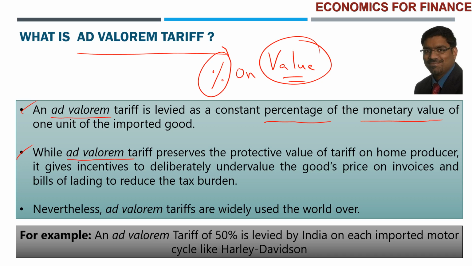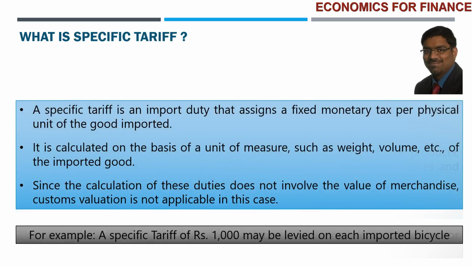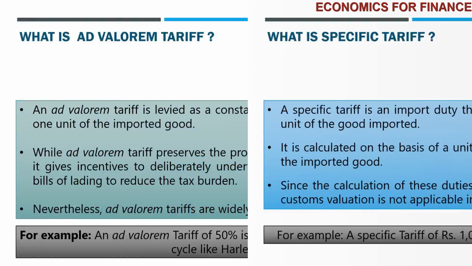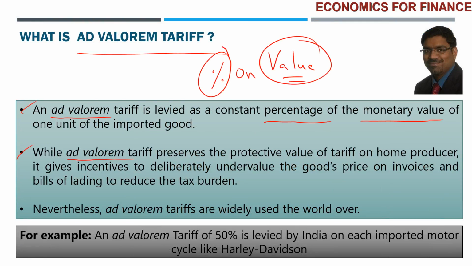So while ad valorem tariff preserves the protective value of the tariff on home producers, it gives incentives to deliberately undervalue the goods price on the invoices and bills of lading to reduce the tax burden. Possibly, see, people will always try to do something to avoid tax. That is natural. There was a problem with specific tariff also, where people might import it with a different name altogether. Here, people might say value of the goods is less. They might undervalue the goods price on invoices and bills of lading to reduce the tax burden. That is quite possible also.